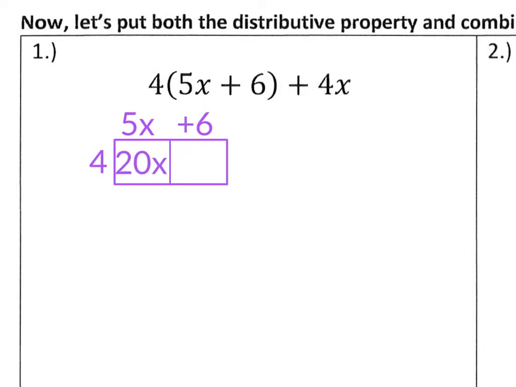And then I have 4 times 6 to give me, I always like to put the sign here, a positive 24, because I know that it was positive when I combined them.